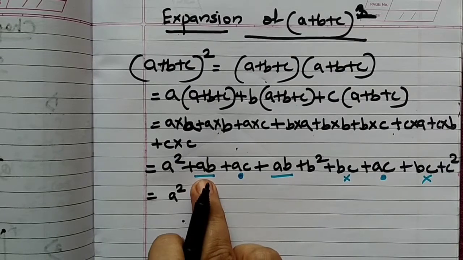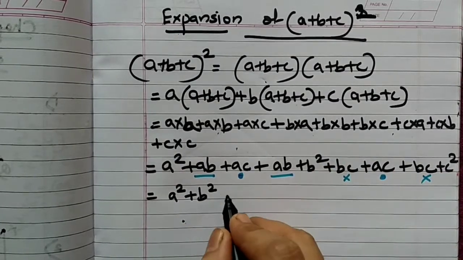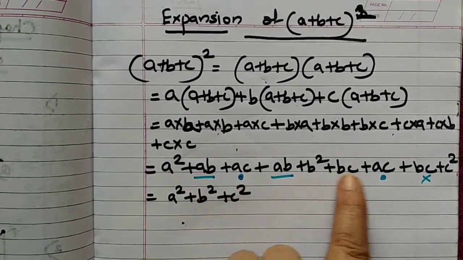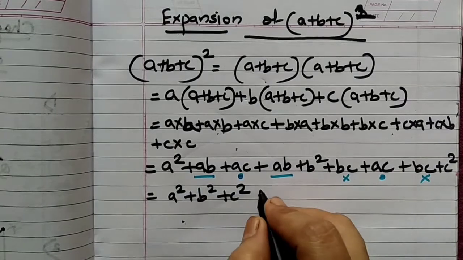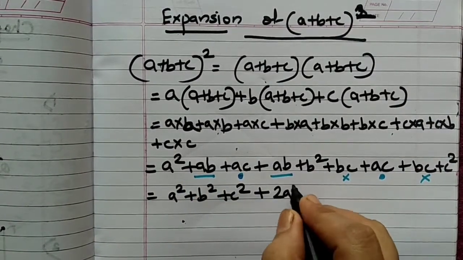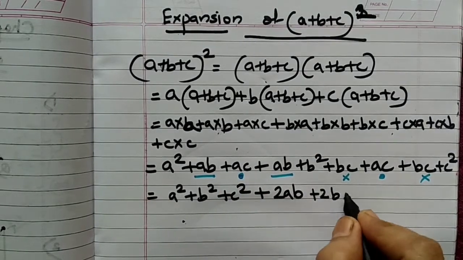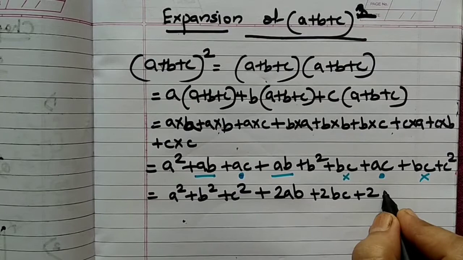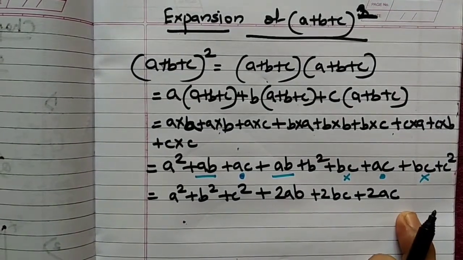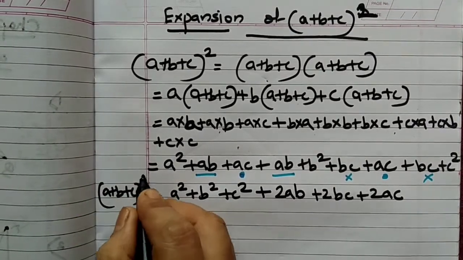Now this, I will first write all the squares together. Okay, A square plus B square plus C square. We have A square, B square and C square that I have written. Now plus, this is 1 AB, this is 1 AB, so it is 2 AB. Then 2 BC and 2 AC. So our final answer is this, that is the A plus B plus C whole square.